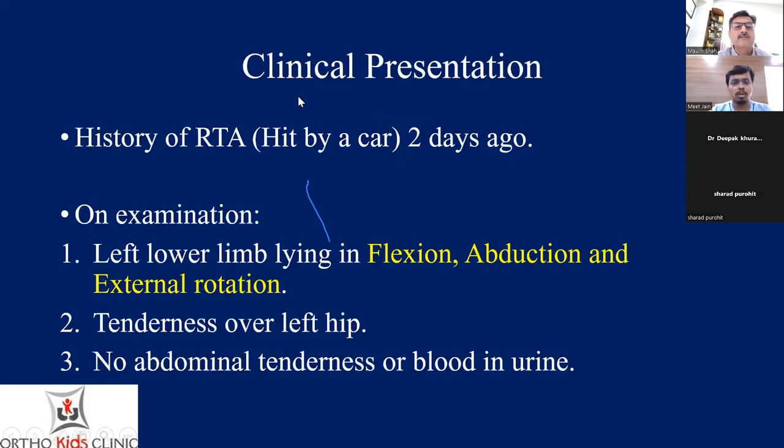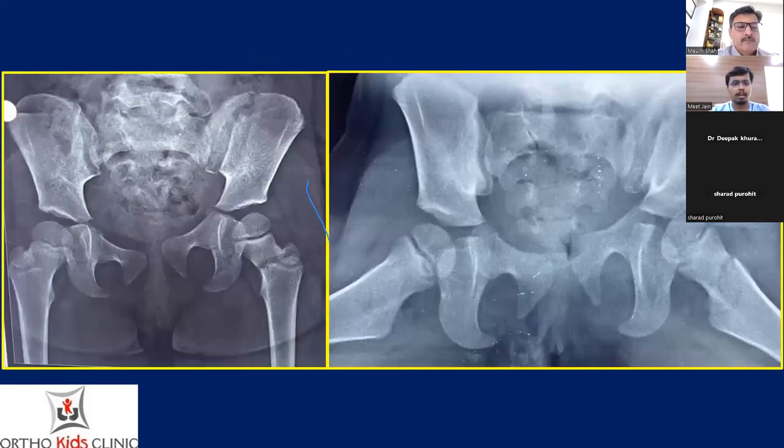Yeah, let's go quickly through the last case. We have a 4-year-old girl. She had a history of RTA. She was hit by a car 2 days back. On examination, the left lower limb was lying in flexion, abduction, external rotation. There was tenderness over the left hip. There was no abdominal tenderness, and there was no blood in the urine. So these are the X-rays that we have.